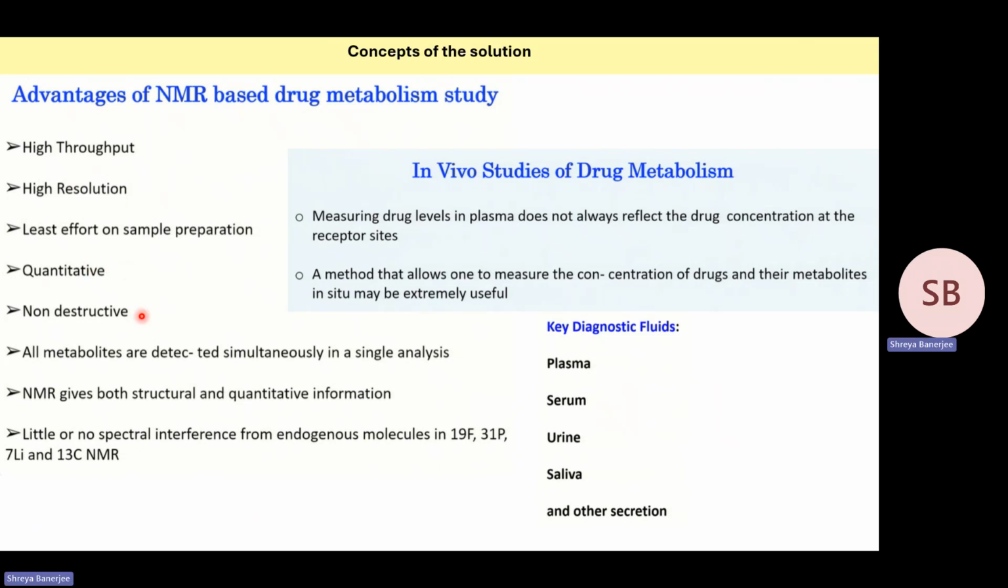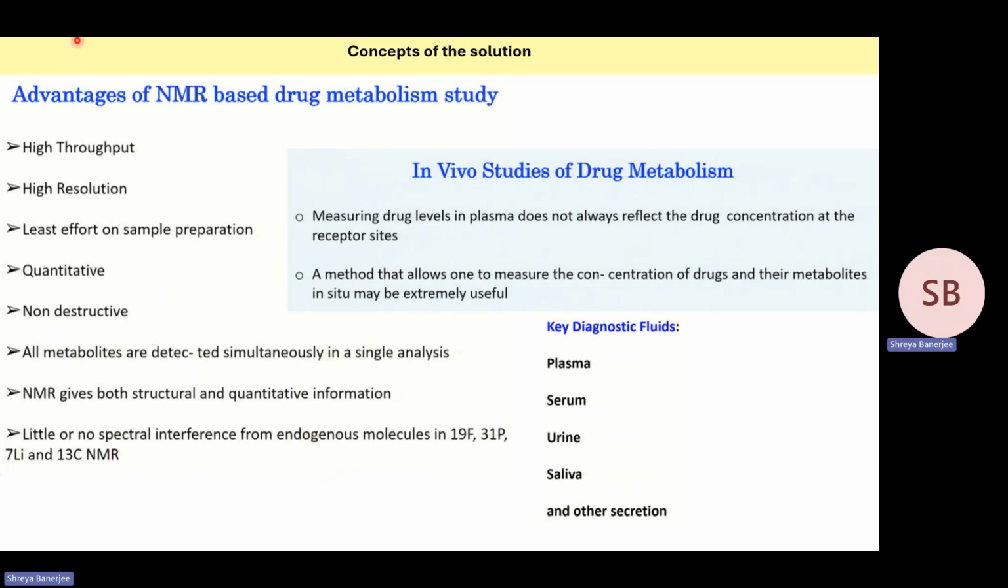NMR also gives a very quantitative, accurate idea. And the NMR method is non-destructive. Just a weak magnetic field is applied. It does not destroy the sample. You can also detect all the metabolites simultaneously in a single analysis. Your entire spectrum will give you peaks of all metabolites. So NMR gives structural and quantitative information. And if you use specific NMR like 19F or 31P, where these kinds of molecules are not present in the body that much, then you will not have interference from the native molecules in the body.